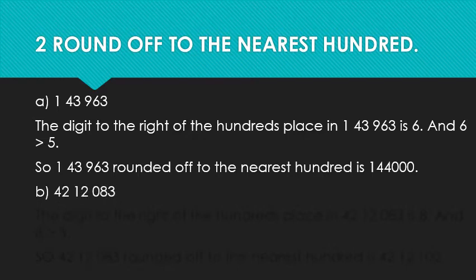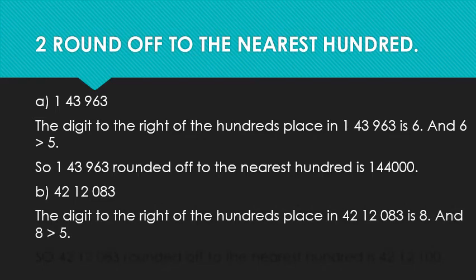In the next question, it is 42,12,083. What is the digit at the 100 place? It is 0. Now we will see the digit to the right of the hundreds place, which is 8, and 8 is bigger than 5. So we will add 1 to 0, and it will become 1. So the digit at the 100 place will become 1, and all the digits on the right of the 100 place, that is 8 and 3, will be replaced by 0.